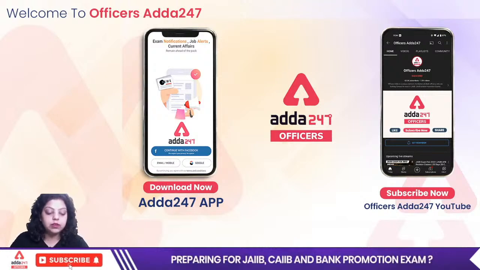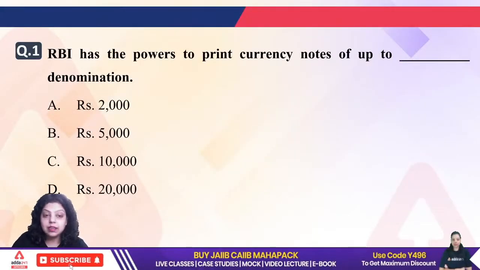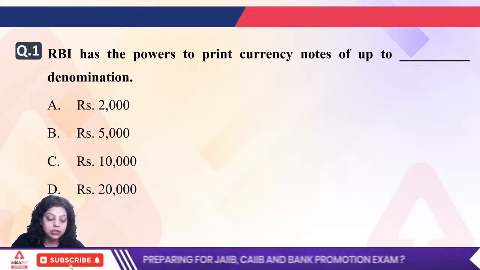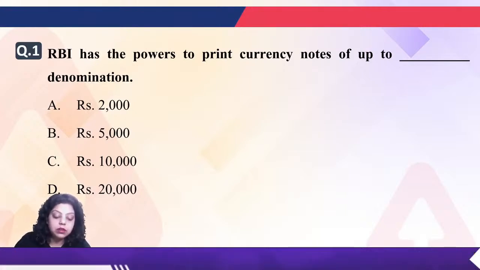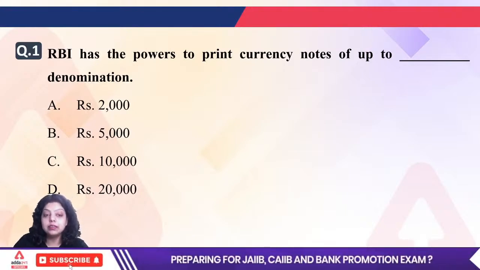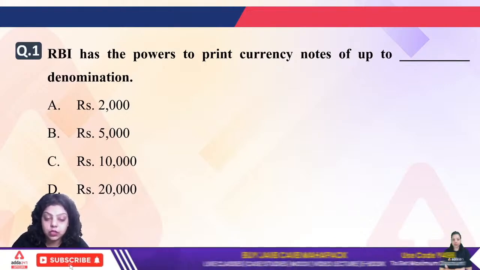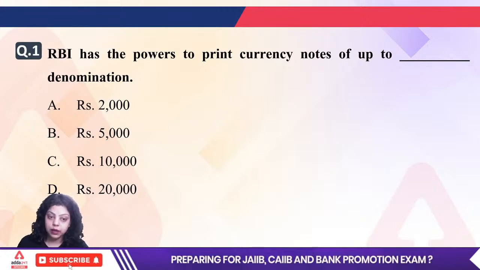Let's start with the first question, which is related to RBI. The question is asking that RBI has the power to print currency notes of up to dash denomination. Whenever we are talking about Reserve Bank of India, RBI is the central bank of our country, headquartered at Mumbai. RBI controls and maintains the currency system, financial system and banking system of our country. So RBI is the regulatory body of our financial system, or mainly the banking system's regulatory body is Reserve Bank of India.